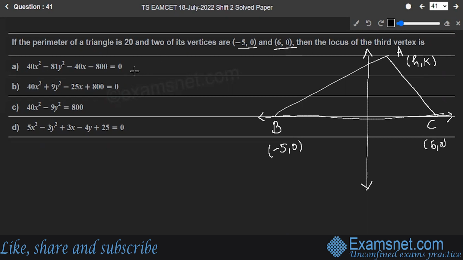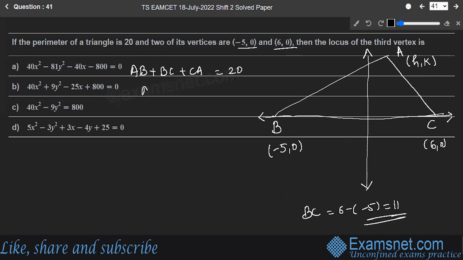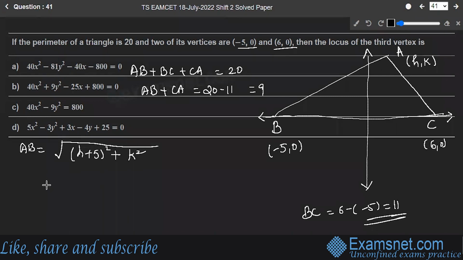Now, in the question, it's given that AB plus BC plus CA is equal to 20. And we know BC. So if you look at BC, this is of course equal to 6 minus minus 5, that is equal to 11, right? So BC is 11, which gives you AB plus CA is equal to 20 minus 11, that is equal to 9. Okay, let's see now what is AB equal to. This is root of H plus 5 square plus K square. And AC is equal to root of H minus 6 square plus K square.